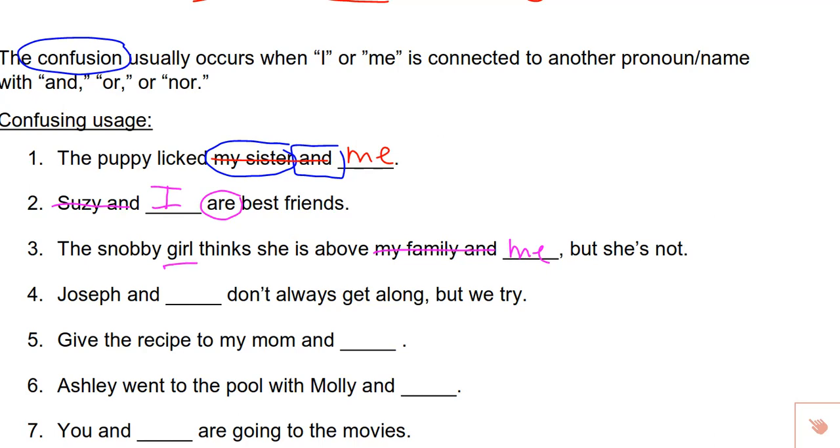"Joseph and blank don't always get along, but we try." Let's cross off the confusing part. Would I say "me don't always get along" or "I don't always get along"? Clearly it's I, and that's because I is the subject. "Give the recipe to," let's cross it off, me. That's the object. "Ashley went to the pool with," cross it off, me.